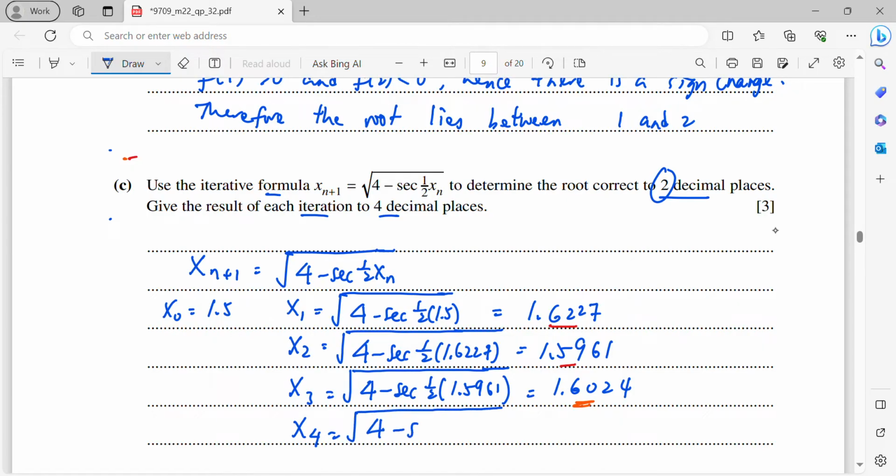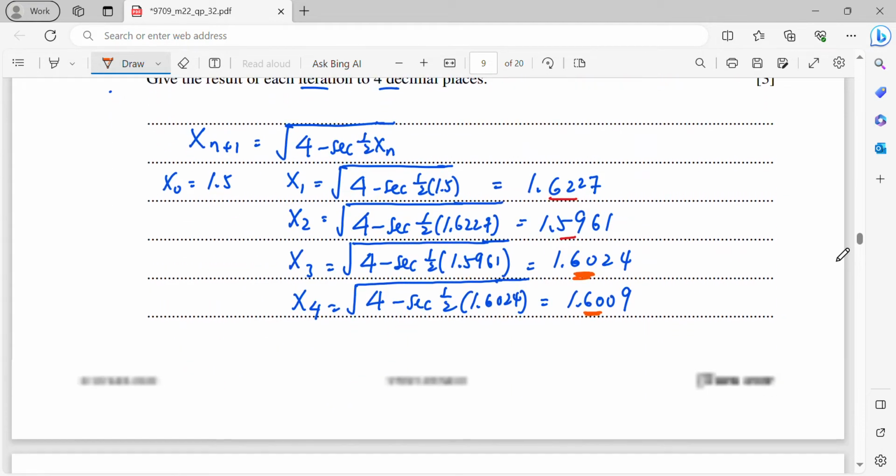You will be getting 4 minus second half of 1.6024. Then this is going to be 1.6009. So now I'm getting the same two digits as in the previous calculation. Therefore, I will stop my iteration. So my x is going to be 1.60 because we refer to the last calculation. The next digit is 0. Therefore, just ignore the rest and copy 1.60. So that's the solution for this part.